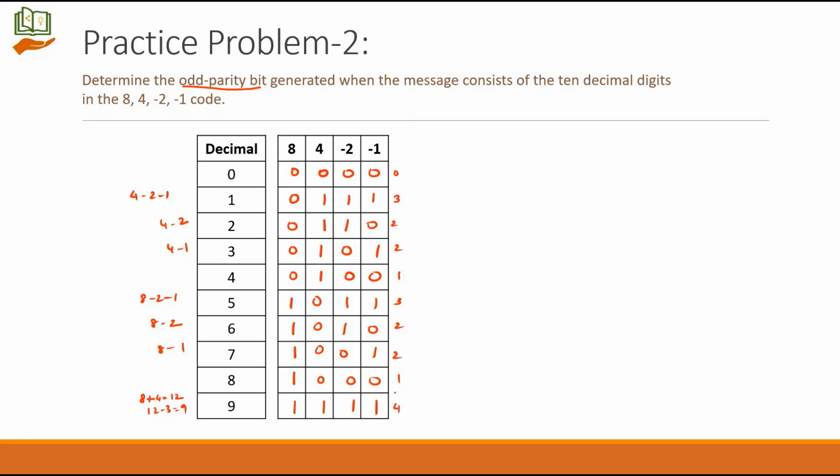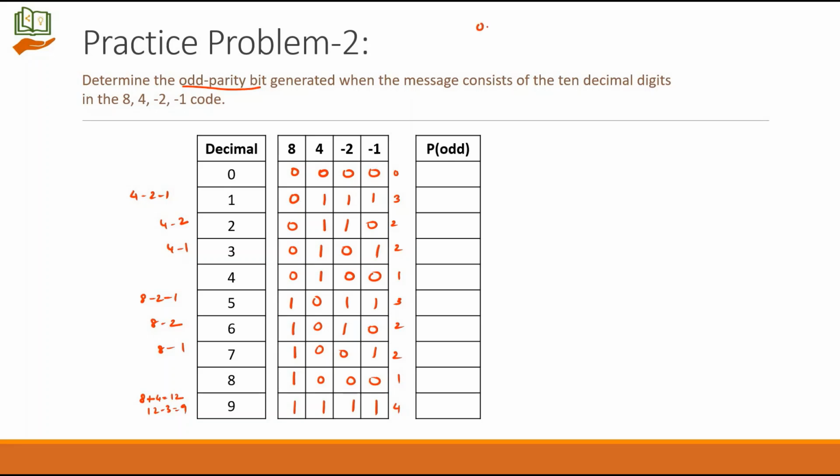Now we have to determine the odd parity. For odd, when you find an odd number of ones, you have to add 0. When you find an even number of ones, you have to add 1. Here we have zero ones, which is even, so the parity bit is 1. 3 is odd, so we use 0. 2 is even, so we use 1. 2 is even, we use 1. 1 is odd, so we use 0. 3 is odd, we use 0.